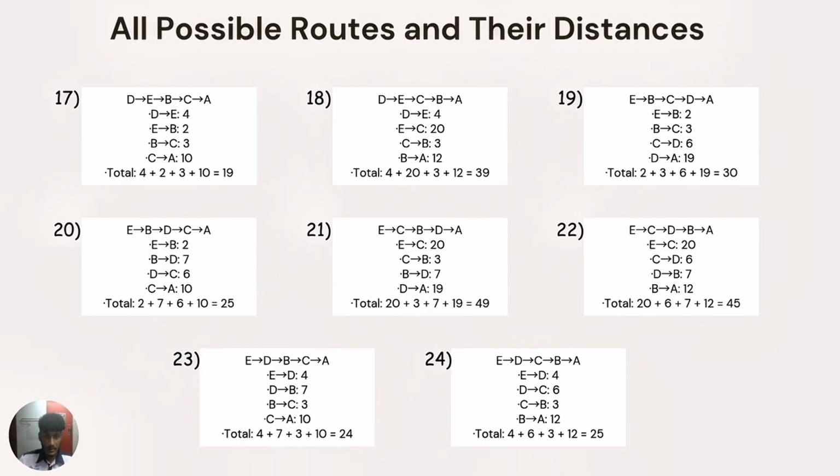Number 18 is D, E, C, B, A, which is 29 kilometers. Number 19 is E, B, C, D, A, which is 30. Number 20 is E, B, D, C, A, which is 25. Number 21 is E, C, B, D, A, which is 49. Number 22 is E, C, D, B, A, which is 45. Number 23 is E, D, C, B, A, which is 24. And the last one is E, D, B, C, A, which is 25 kilometers.